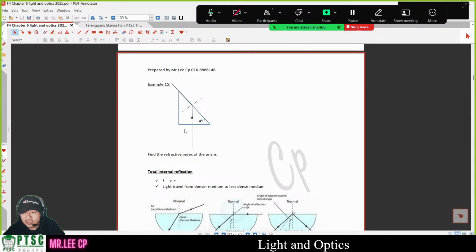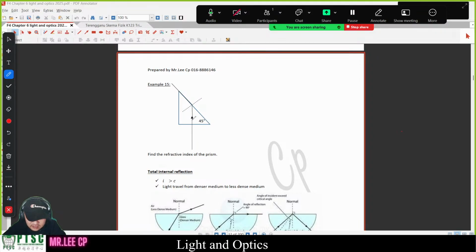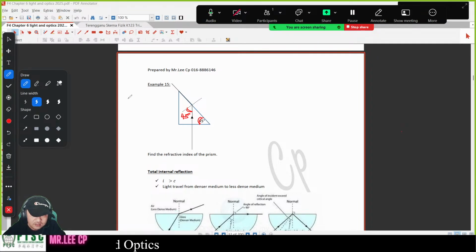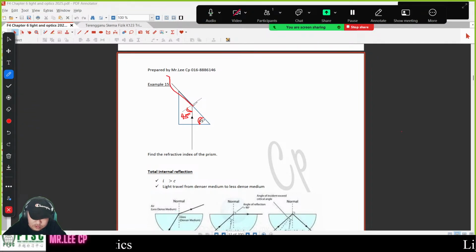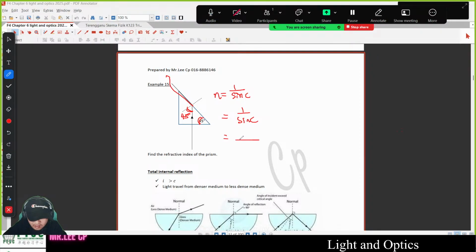Now, this kind of question, you need to be very careful. Find the refractive index of the prism. You see the light travels from here, this one is 45, meaning that this angle is the incident angle. The incident angle causes the light to go up to here. So this one means it is the critical angle. So n is equal to 1 over sine c, 1 over sine 45. That is your answer. Okay, you can find the refractive index also.